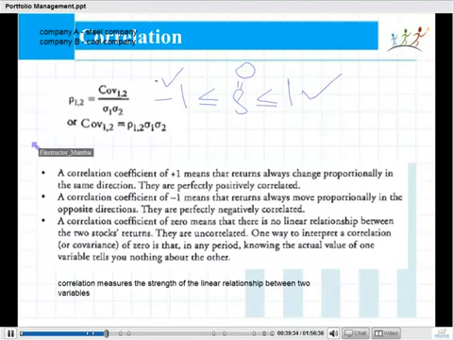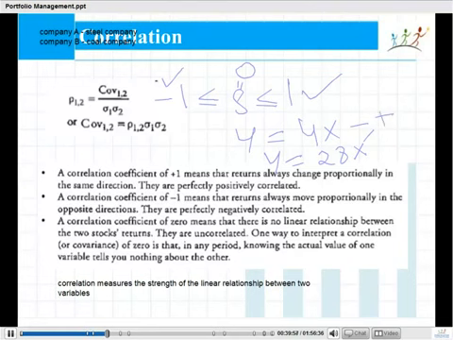A correlation coefficient of +1 will mean that there is a strong positive linear relationship. That means the relationship between A and B is something like y is equal to 4x, or B is equal to 4a, y is equal to 28x. All such relationships will have a correlation coefficient of +1.